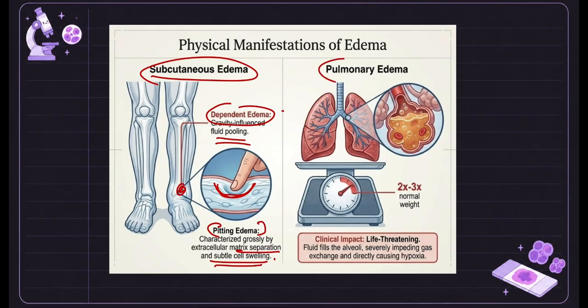Conversely, pulmonary edema occurs when fluid aggressively floods the lungs. The lungs actually become 2 to 3 times their normal weight. This condition is immediately life-threatening. The edematous fluid completely fills up the tiny air sacs, called alveoli. It severely blocks gas exchange. It directly causes hypoxia. The patient physically cannot absorb oxygen.